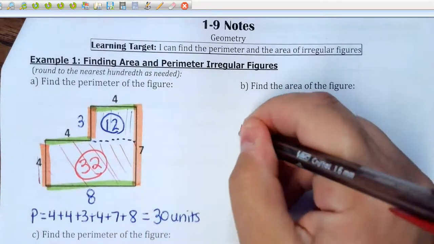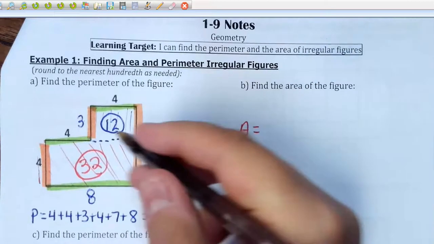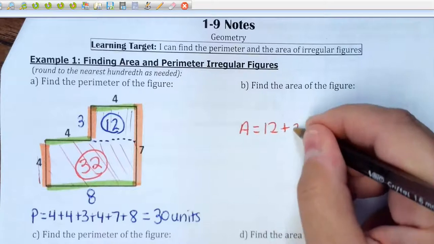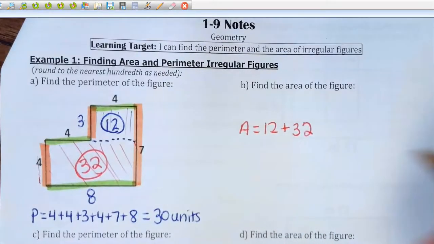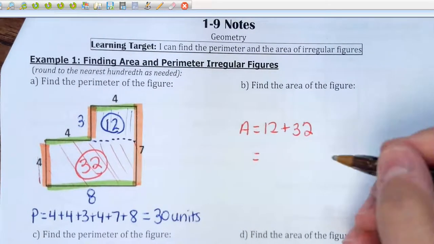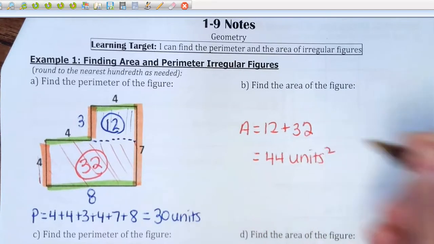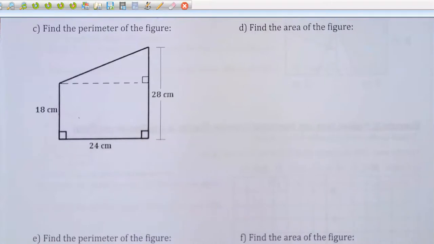So for the area there, I'm going to take the area of this rectangle, which is 12, plus the area of this other rectangle, the way I cut that up, add them together, and that'll give you the total area of the figure, which would be 44. And then this is going to be units squared for area. All right, different figure. Pause this at any time if it's going too fast, and you can rewind and go back if you need to.